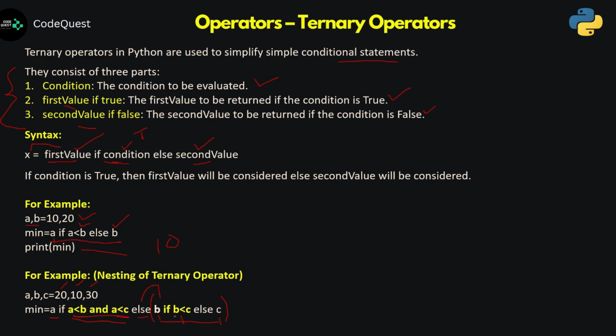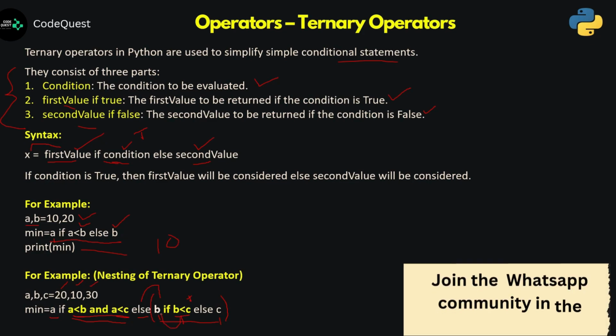Once again, we'll check b less than c. So 10 less than 30, it is true. Because this is true, then the first value will be assigned. What will be assigned to min then? b, which is nothing but 10. So out of these three, 10 is the smallest value.